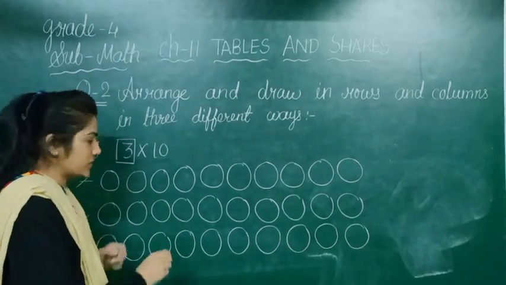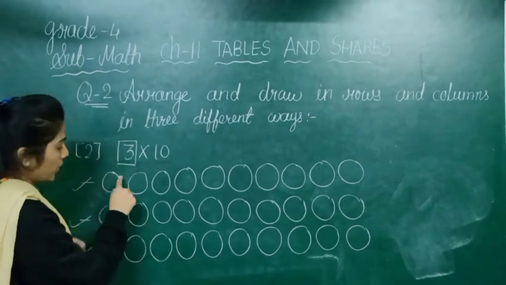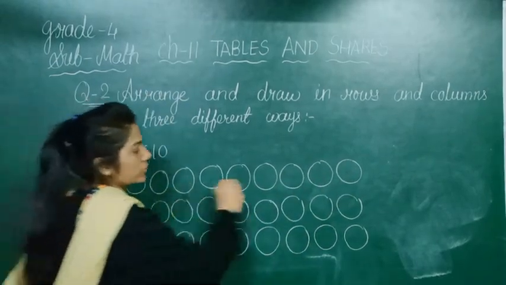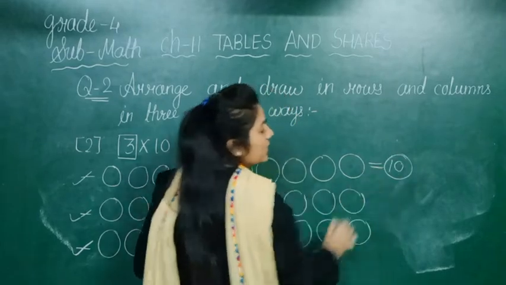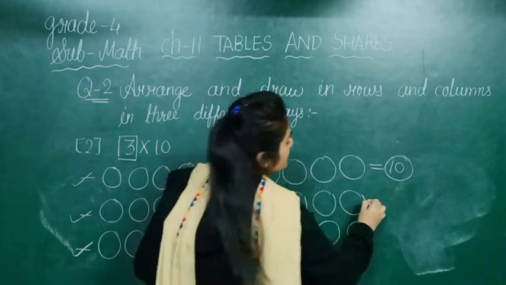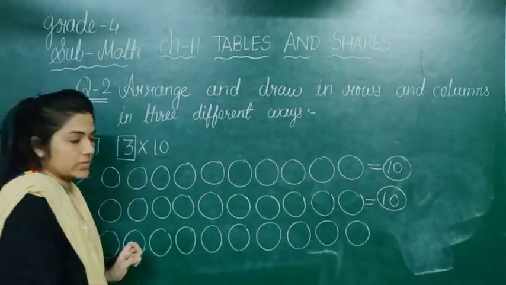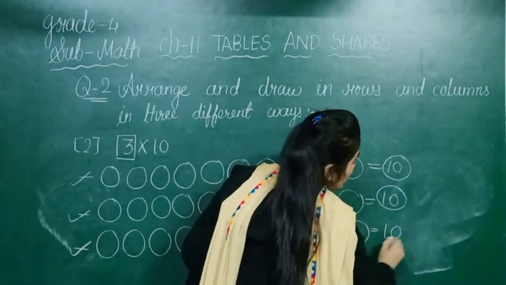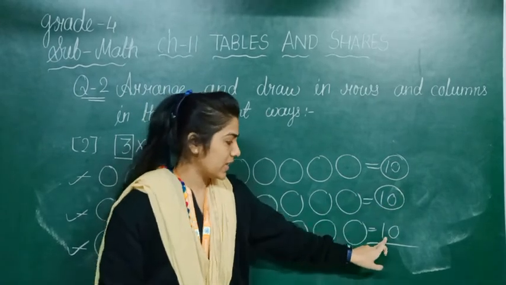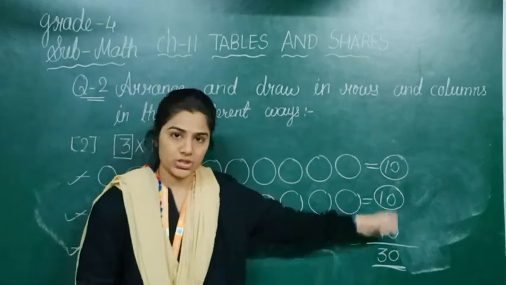Suppose I am talking about this first row. In the first row, how many circles are there? 1, 2, 3, 4, 5, 6, 7, 8, 9, 10. That means we have 10 circles in the first row. Same, in the second row we also have 10 circles, and in the third row we have 10 circles. So if you add 3 times 10, 10 plus 10 plus 10, you will get 30 as the answer, but this is addition, right?